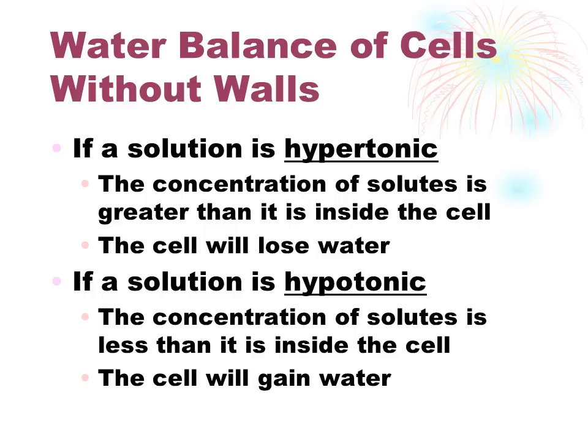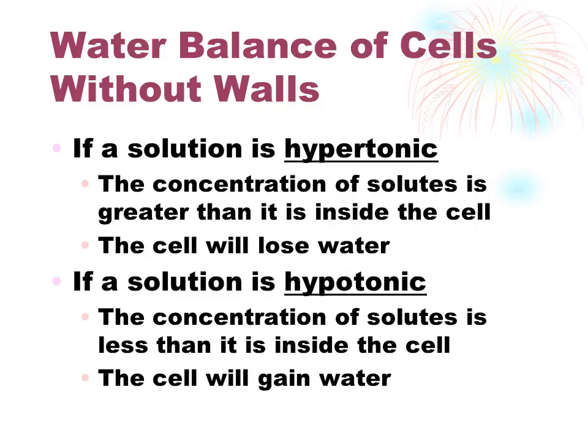Now, isotonic was our first example of how a cell can behave. There's two other examples we have to consider, and that's a hypertonic solution and a hypotonic solution. So let's break these down. Let's talk about a hypertonic solution first. Well, this is where the concentration of solutes is greater outside the cell than it is inside.